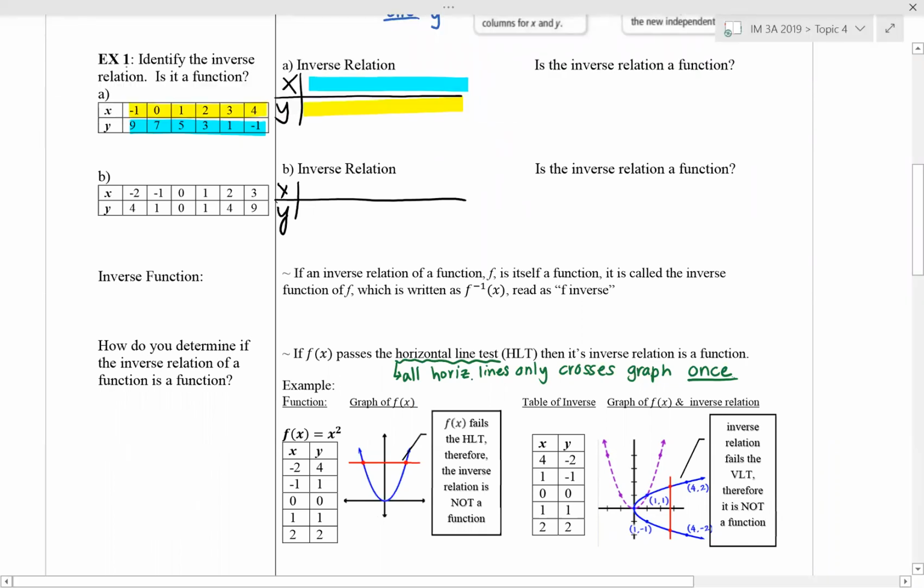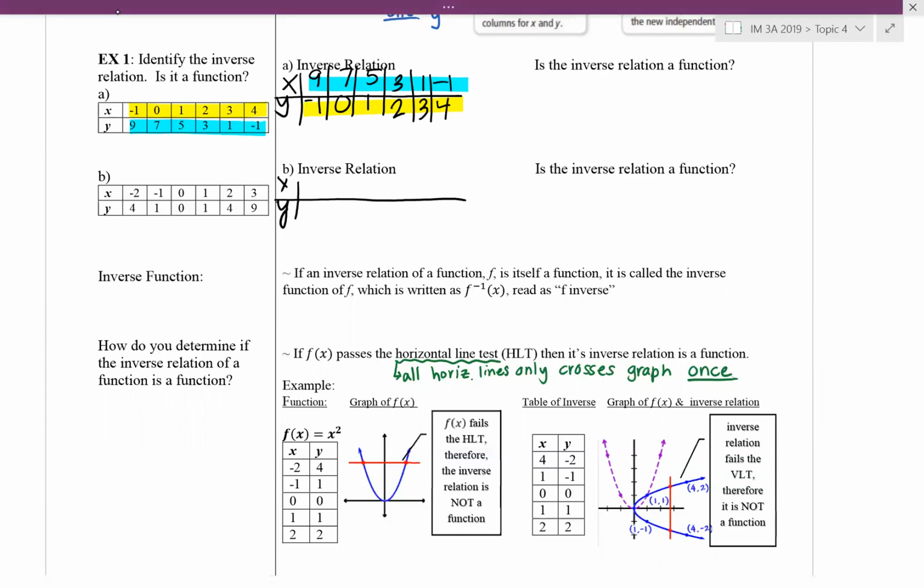So our first point is -1, 9. So that's going to change to 9, -1. Our next point is 0, 7. So that's going to change to 7, 0. Our third point is 1, 5, which is going to change to 5, 1 in the inverse. 2, 3 will become 3, 2 in the inverse. 3, 1 will become 1, 3 in the inverse. And finally, 4, -1 will become -1, 4 in the inverse.